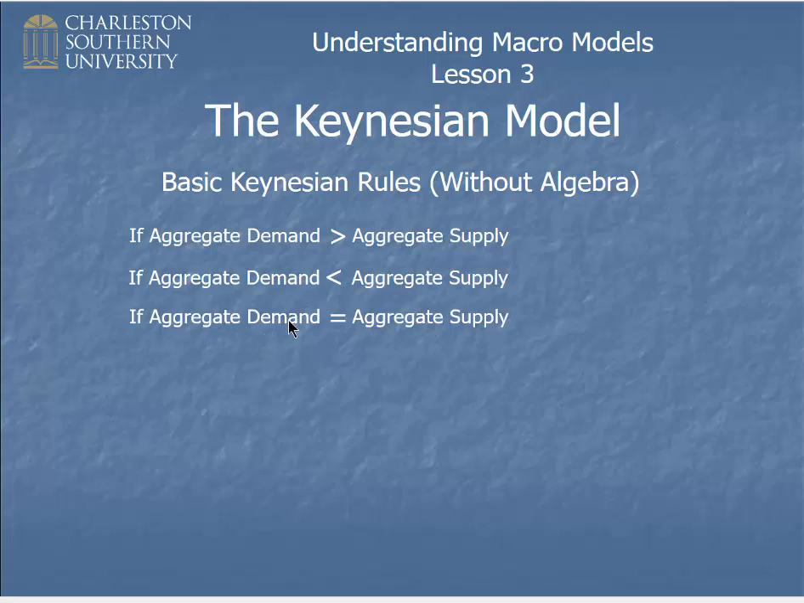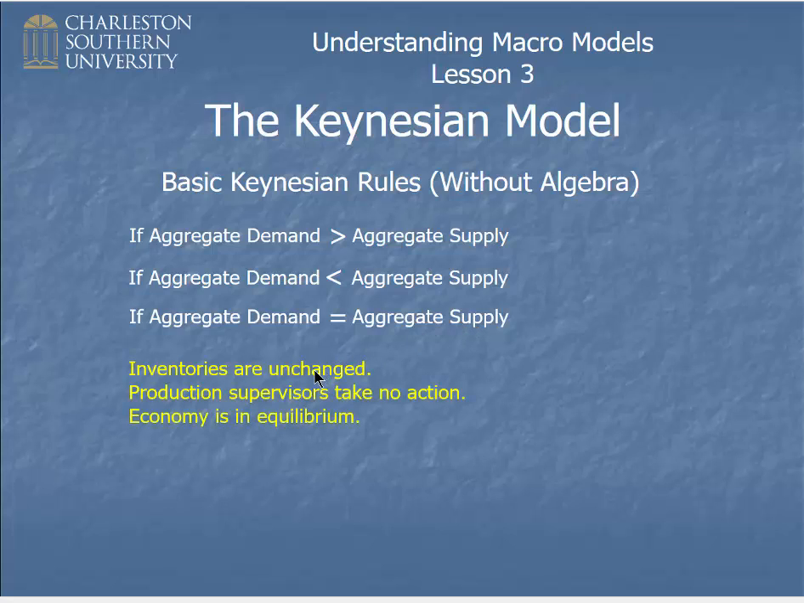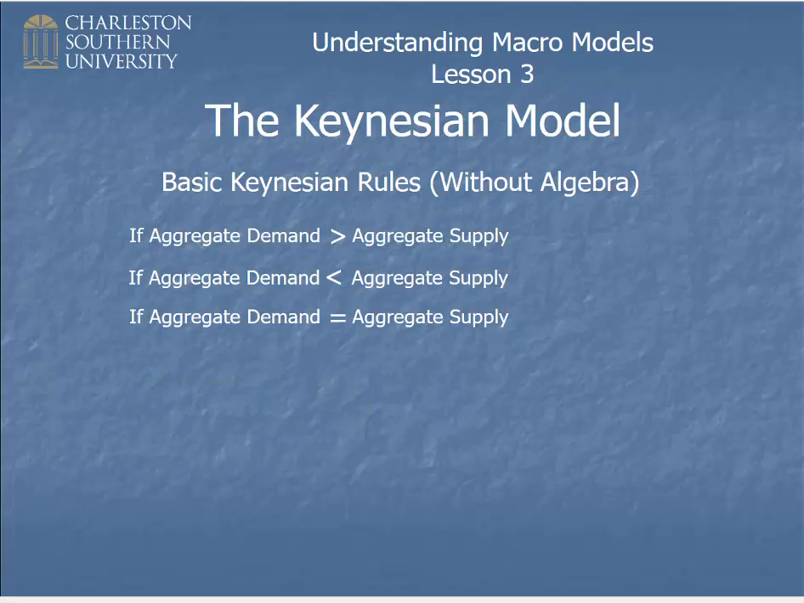The knife edge case is where aggregate demand is actually equal to aggregate supply. In this case, inventories wouldn't do anything because we're selling things at the same rate that we're producing them. So inventories would be unchanged, production supervisors would take no action, and the economy would be in equilibrium. So this is the Keynesian model in a nutshell without any math.